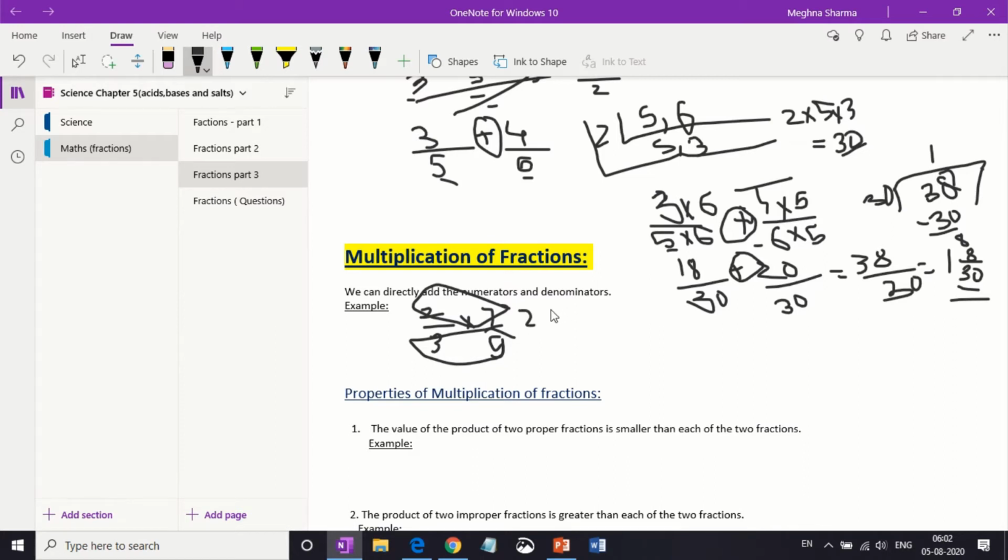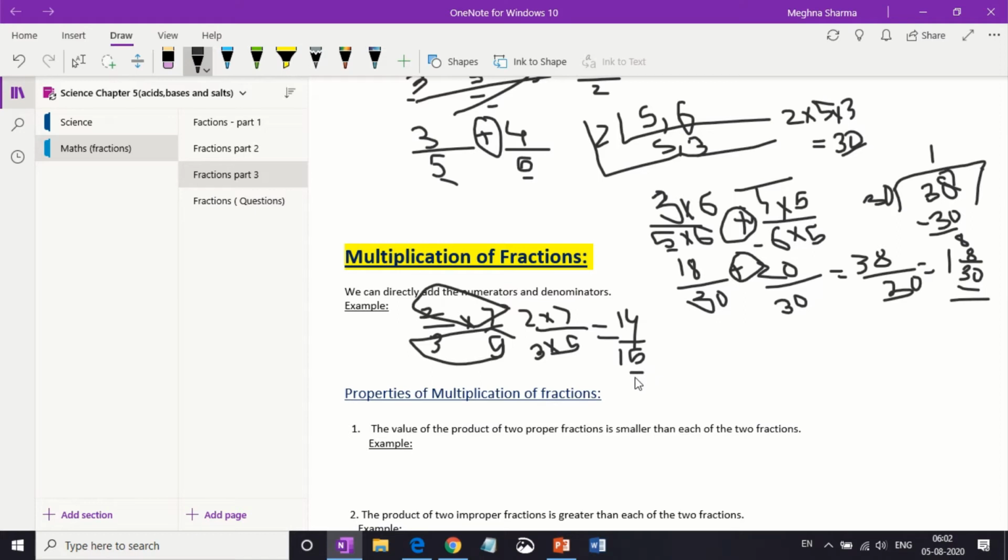2 into 7 by 3 into 5, which is equal to 14 by 15.